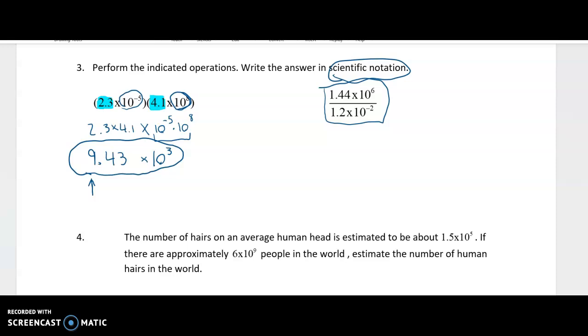Hold on there. 10 to the 6th over 10 to the negative 2 is going to be 10 to the 6th minus negative 2, right? Because I subtract my exponents when I have a division sign. So that'll give me 10 to the 8th, actually. And I'm going to use my calculator to do 1.44 divided by 1.2. And that's equal to 1.2. So I have 1.2 times 10 to the 8th as my final answer here.